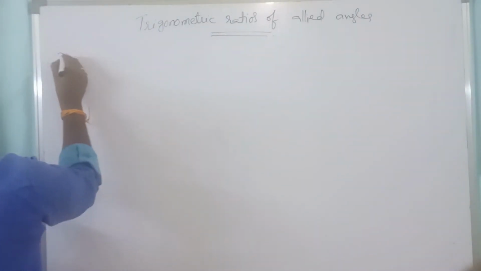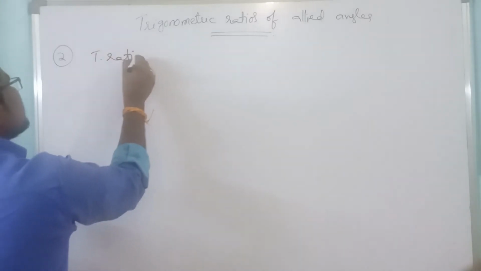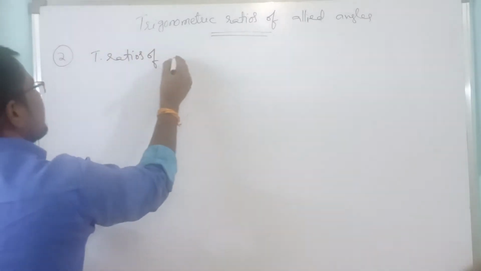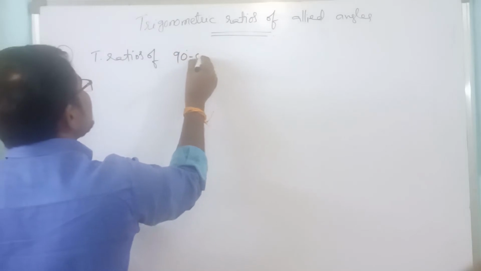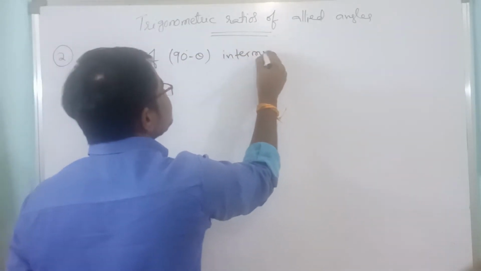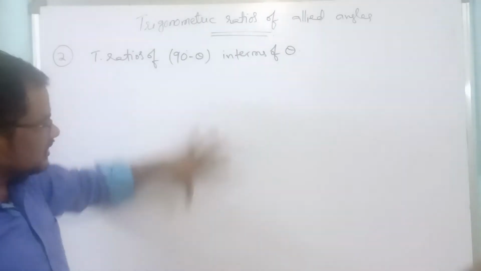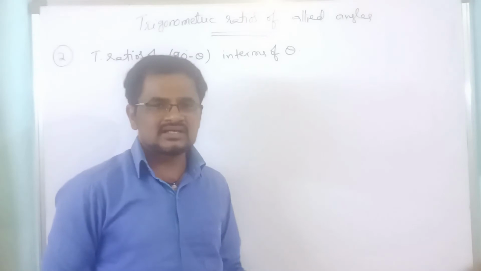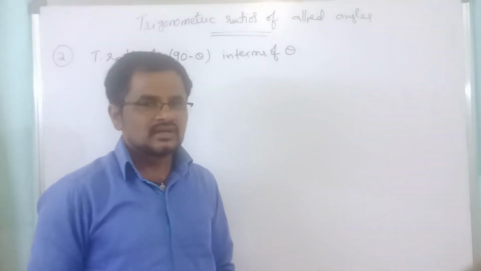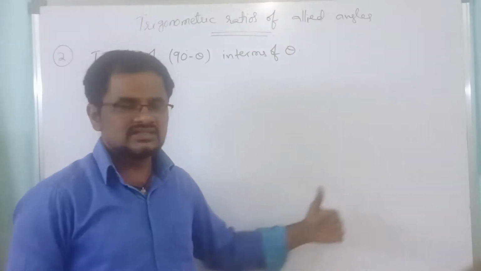Now, the second one: trigonometric ratios of 90 minus theta in terms of theta. This is also an important one. I will explain all these by shortcut, but before that, you should definitely know how to derive them, right?